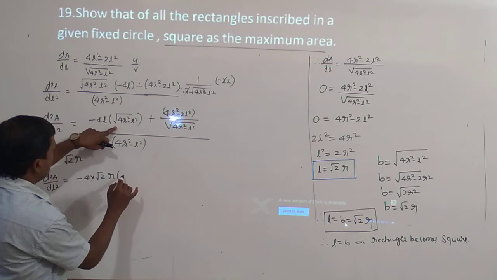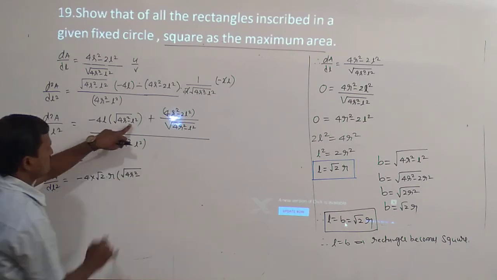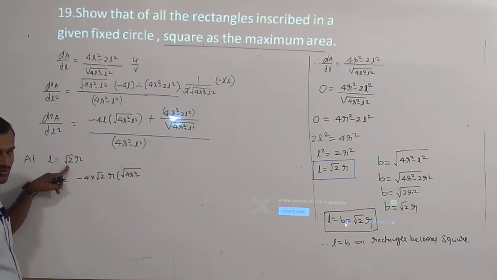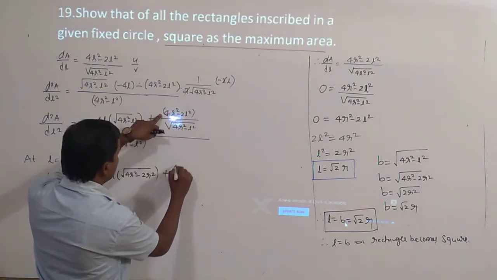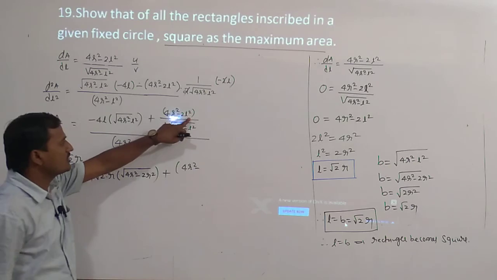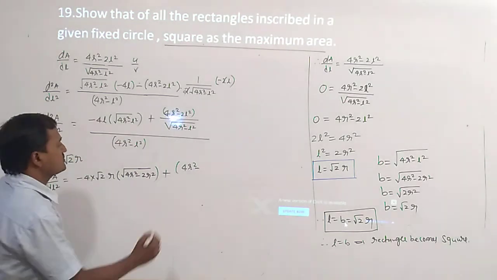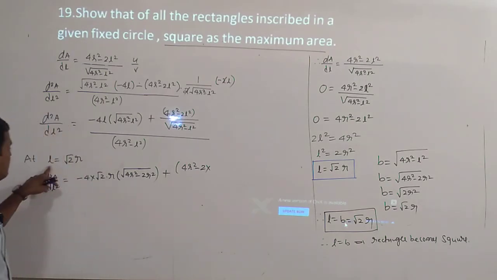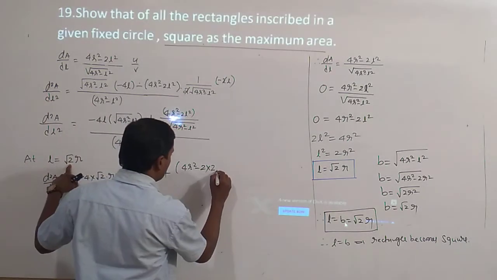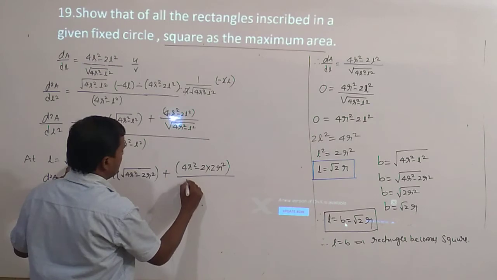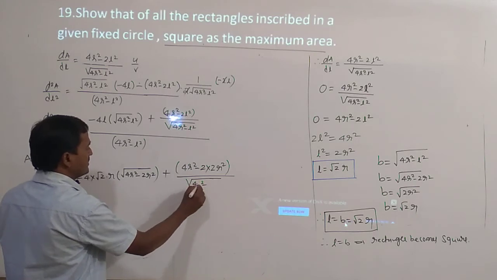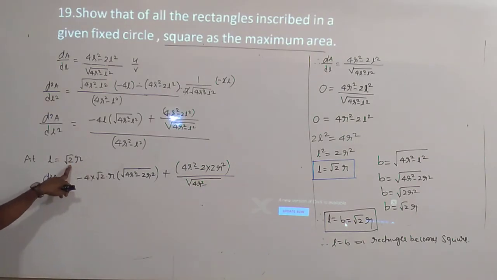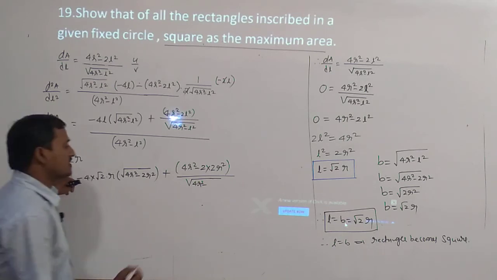Again here it is root of 4r square minus the value of l. The value of l is root 2r. So therefore this becomes 2r square, right? So plus, here 4r square as it is, minus 2 into l square, right? So minus 2 into the value of l, which is root 2r. L square means 2 into r square, so 2 into r square, right? Upon 4l square minus 4r square, here it is 4r square minus l. L means root 2r.